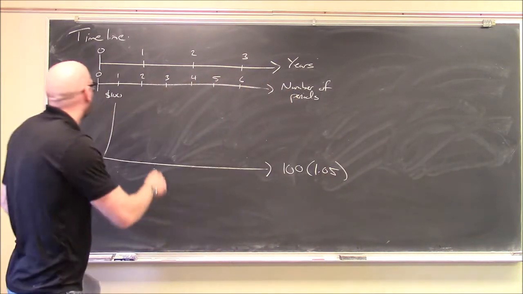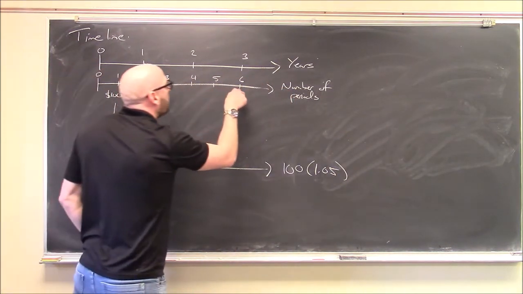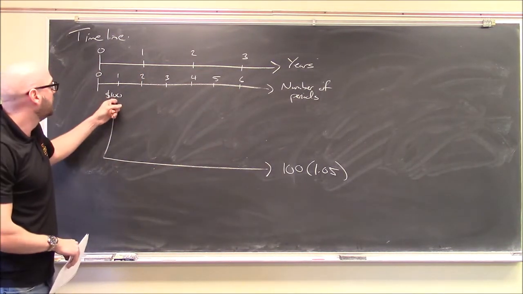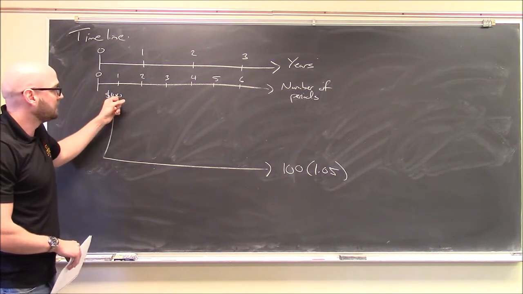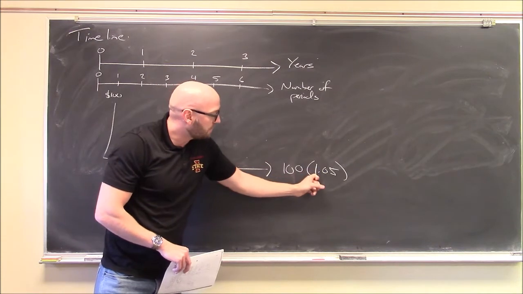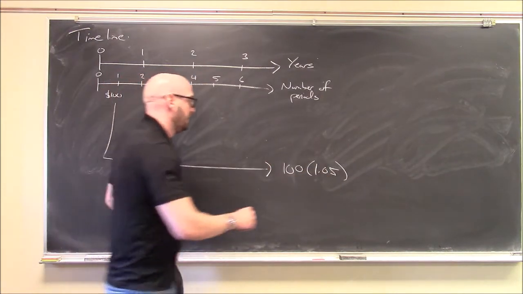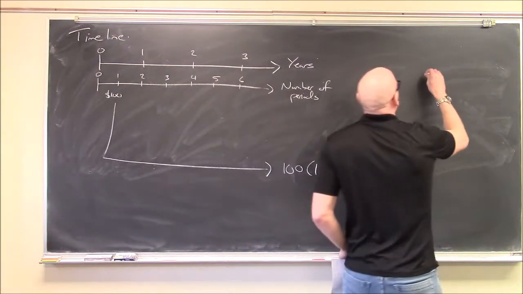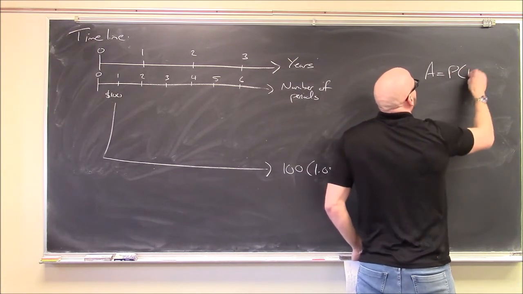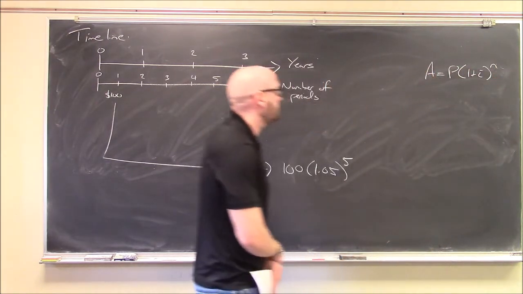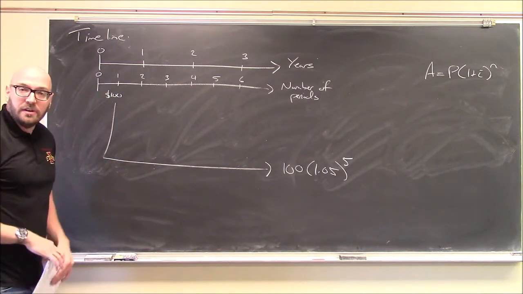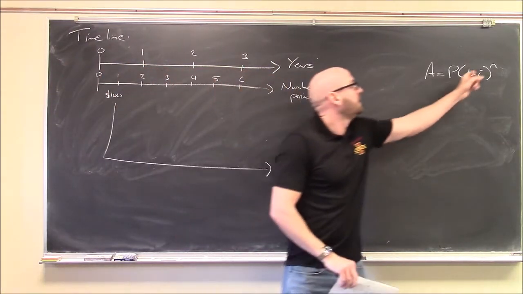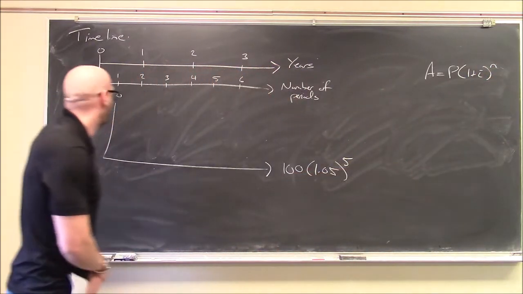So we're looking at $100, but it's compounded how many times? 1, 2, 3, 4, 5. At the end of 6 periods, at the end of 3 years, it's compounded 5 times. So the future value of this money is going to be 100 times 1.05, the interest rate per period, to the power of 5. Remember we've got this simple formula for compound interest: A is P times 1 plus i to the n. If the annual rate is 10%, the rate per period is 5%, so 1.05 to the power of 5.